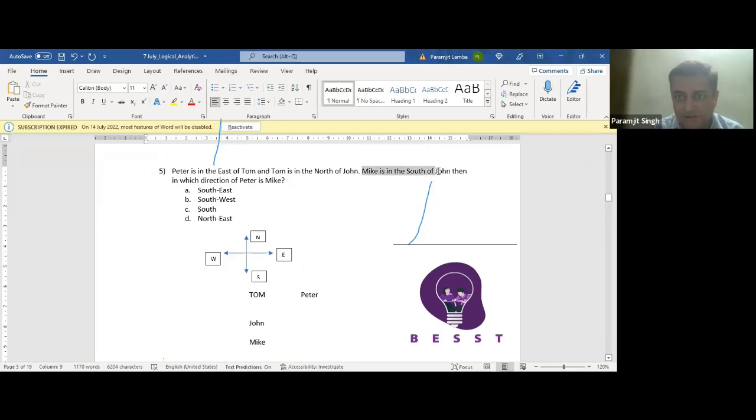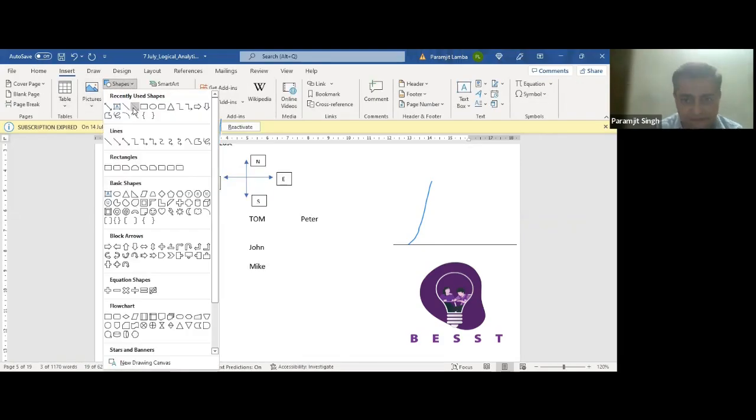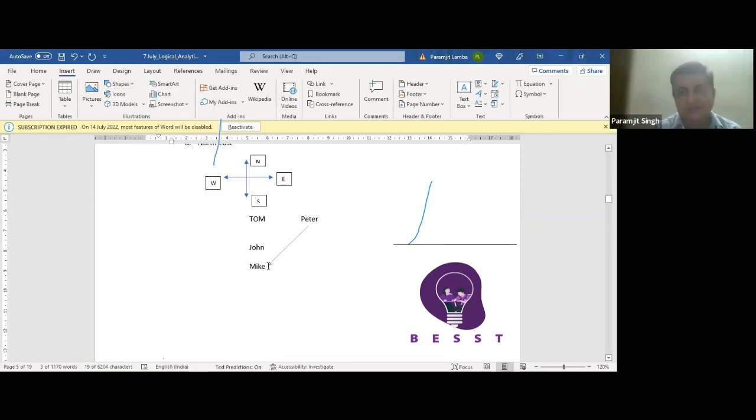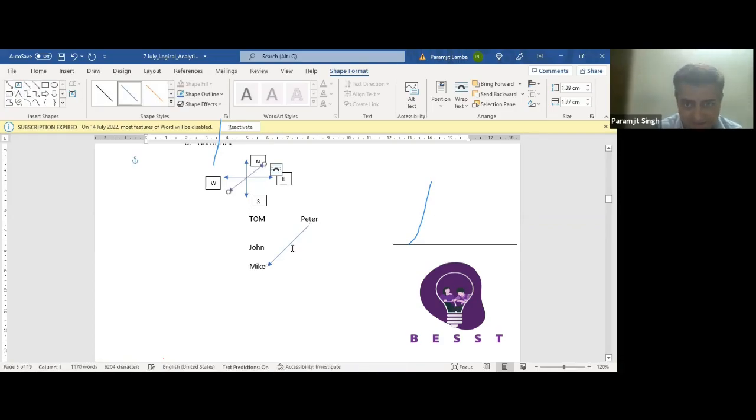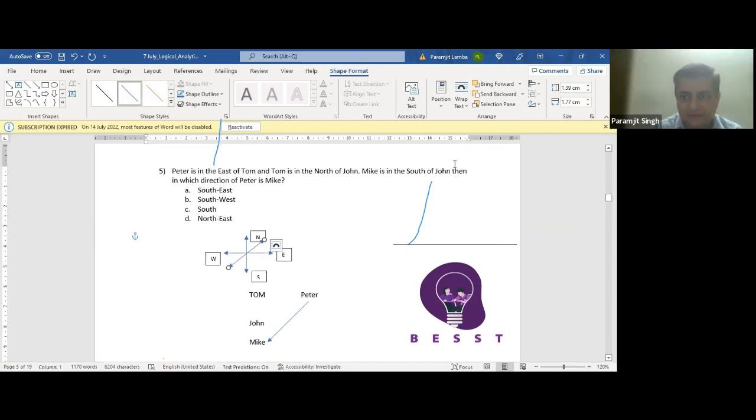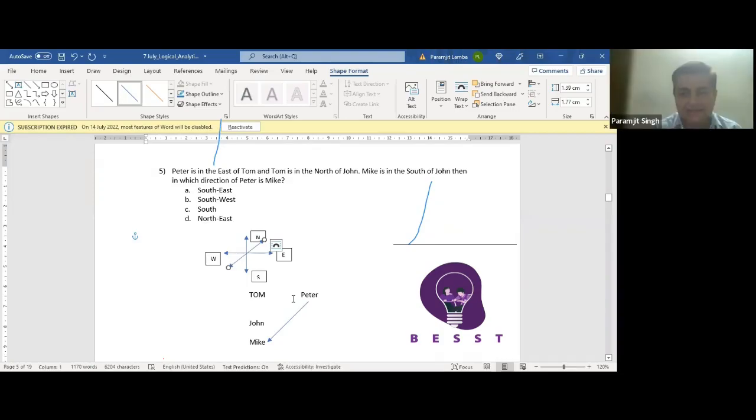So what is the question? Then in which direction of Peter is Mike? We have to decide which is this direction. So which will this direction be if we plot it on this compass like this arrow parallel? So what will the answer be? Southwest. Correct. Absolutely. This direction is southwest over here. So Mike is southwest of Peter. This is the right answer.